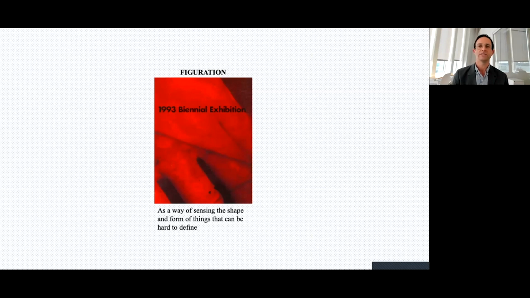Figuration usually means figuring the body, the human body, but I'm thinking about figuration more expansively here. How are artists in this year's biennial thinking about the human form and the body, putting the body center stage, but also trying to think about questions of how we figure or give form to systems that are complex, often that capture or surround the body in different ways.